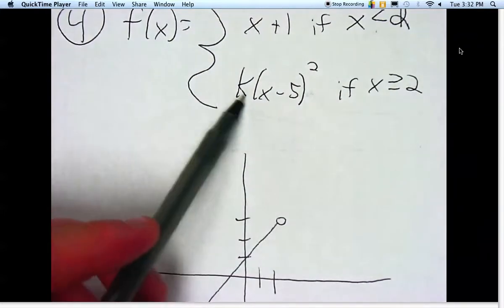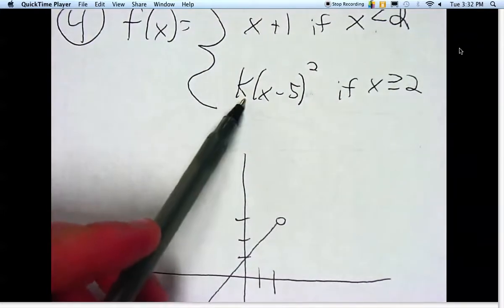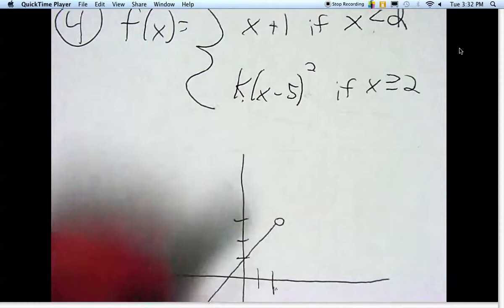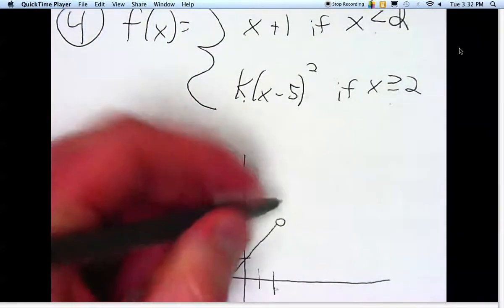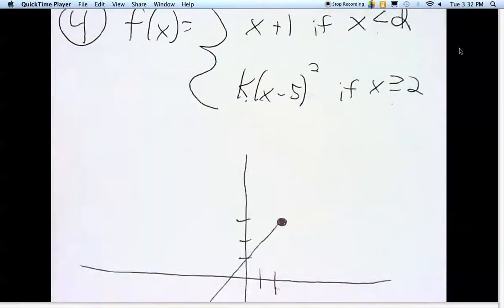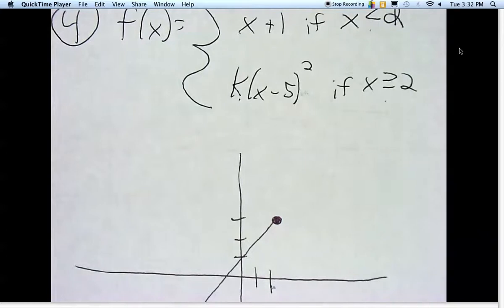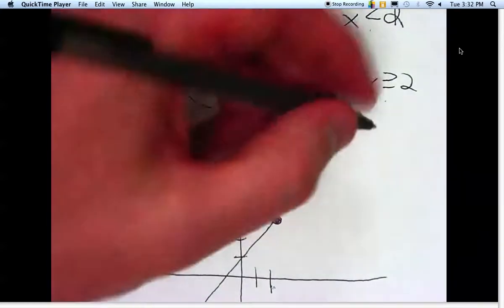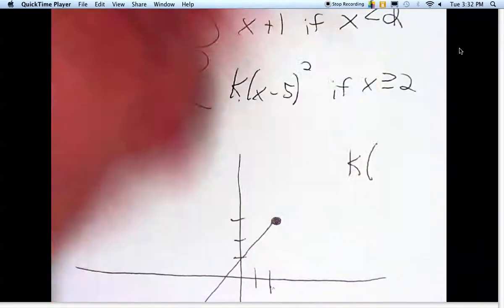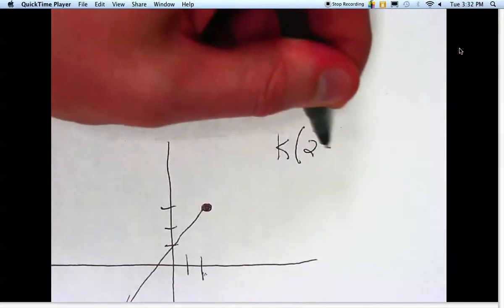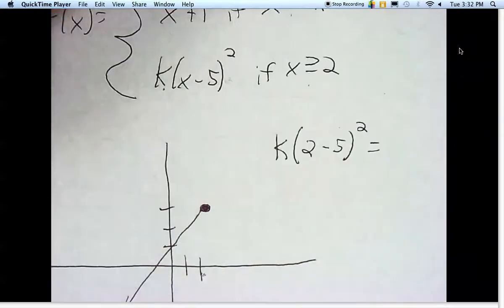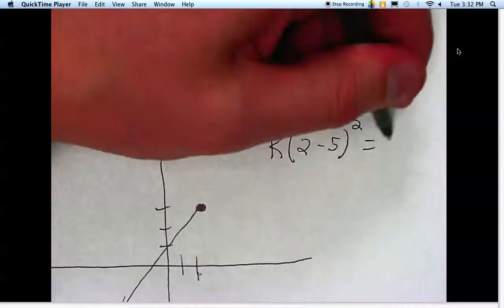And this is a parabola. That k is going to control how wide the parabola is. Basically, if we want the function to be continuous at 2, that closed circle from the parabola is going to need to fill in that point, right? And so how do we get it to fill in that point? Well, we know that when we plug 2 in, we have to get 3 out. And so I'm going to have k times plugging 2 in, so (2 minus 5) squared, and I want to get 3 out when I plug that in.